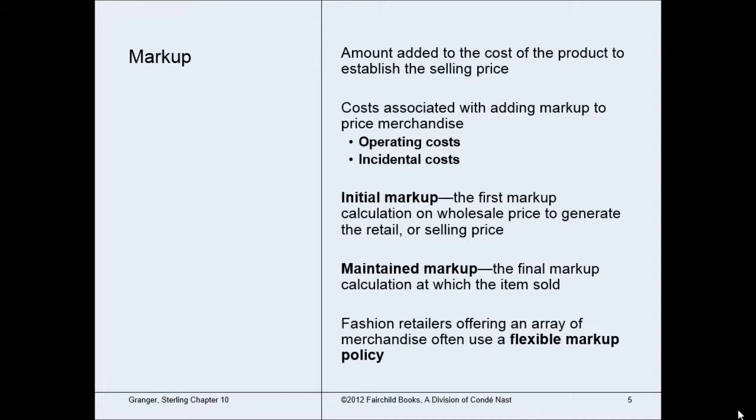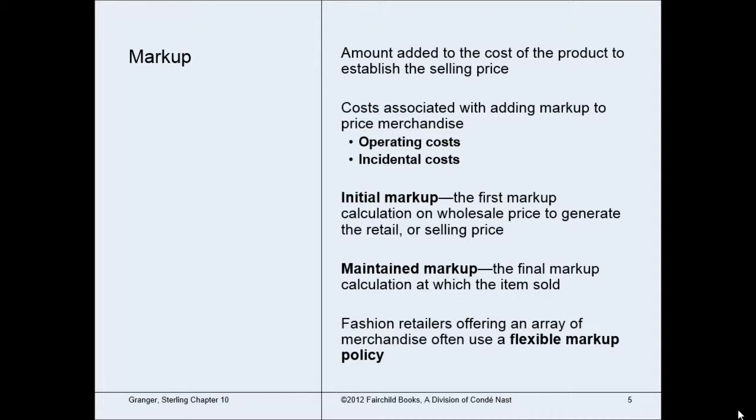So for example, if we took our dress again, that was $80, and then we sold it at $60. So if you take 80 minus 60, you get 20. And if you take 20 and divide it by 60, the price that you sold it for, you would get a 33% markup. So initially on our dress, our initial markup was 50, and then our maintained markup, what we sold it at, was 33%.